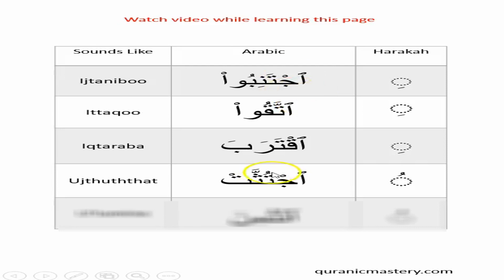So this should be quite easy now. We can see here, including the third letter, 1, 2, 3. This one has a dhamma. So this is ujtuthat. If you also notice something, the second letter will always have a sakin on it.